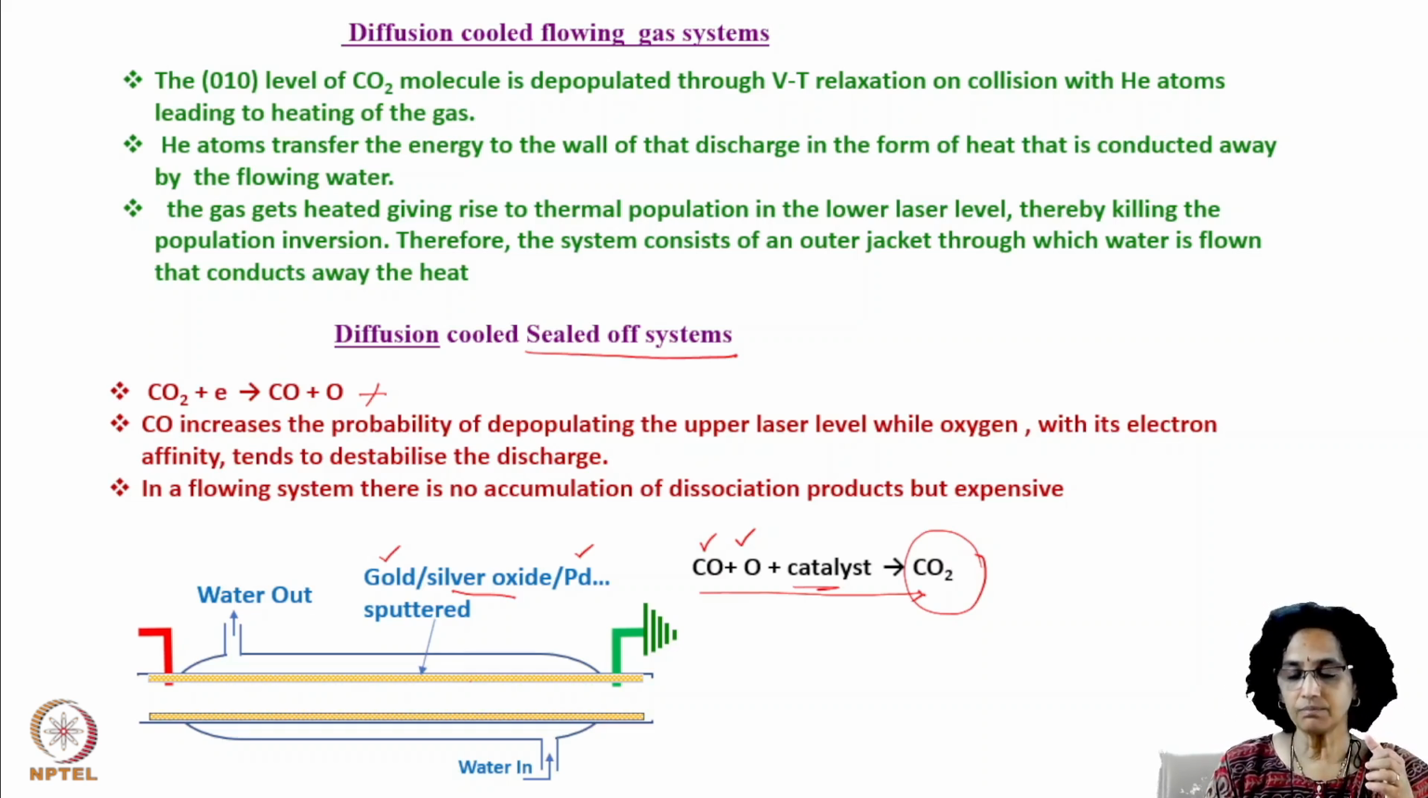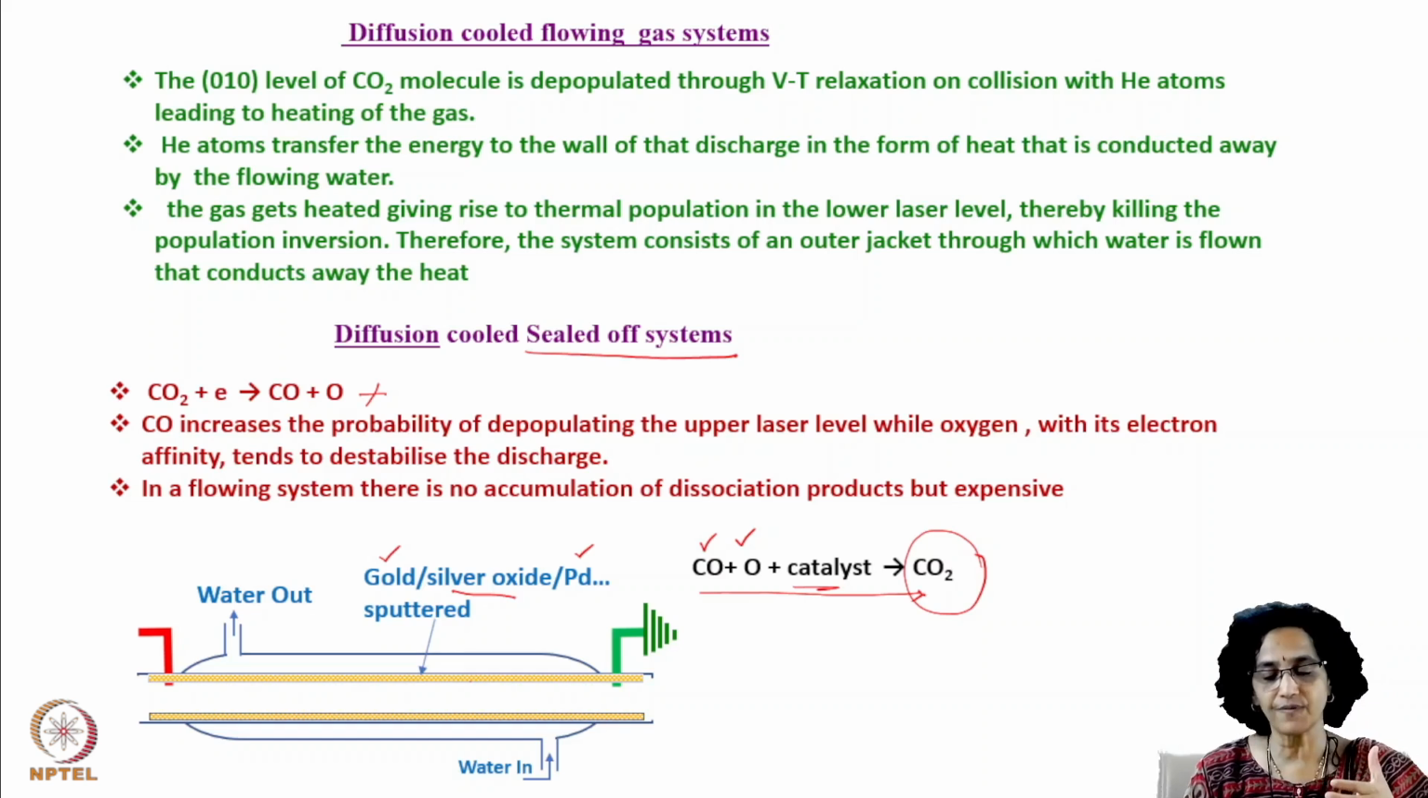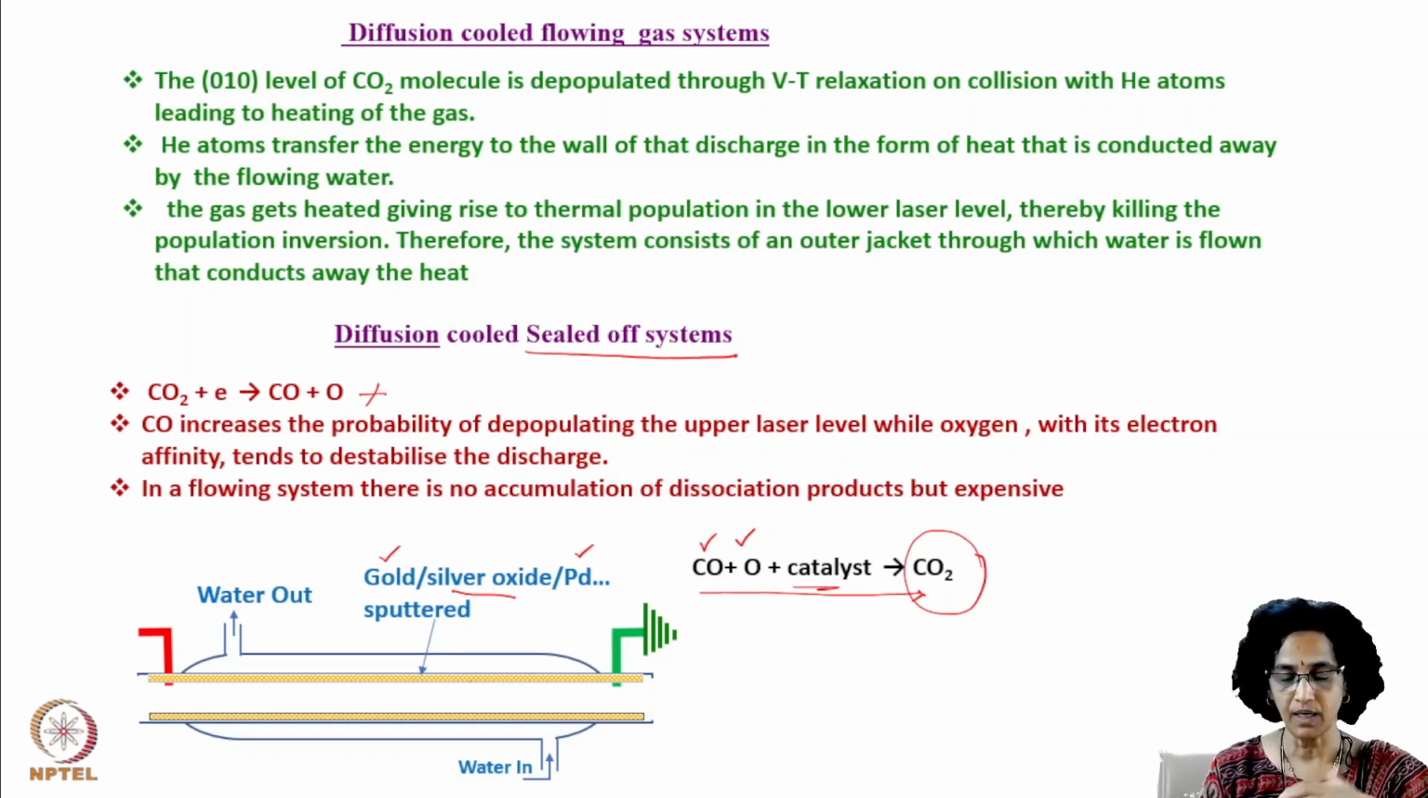So the use of sealed off systems is that it makes the system more compact, more user friendly. In addition, the wastage of helium that we have seen in a flowing gas system can be overcome.